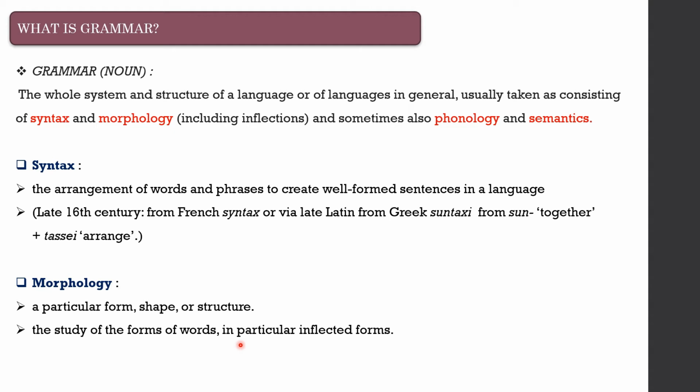Okay, so that's included in the grammar definition: morphology. We will see phonology and semantics together. So when was this formed? 19th century, from a Greek word: morphe, morph, form, plus logy. Okay, in the 19th century this word formation happened. I just wrote these two for your basic information. Okay, next one is phonology.